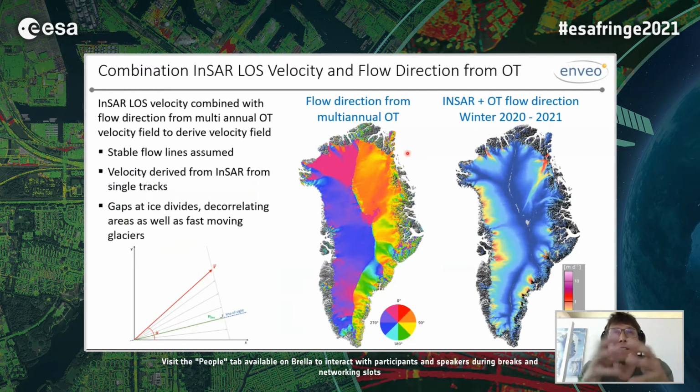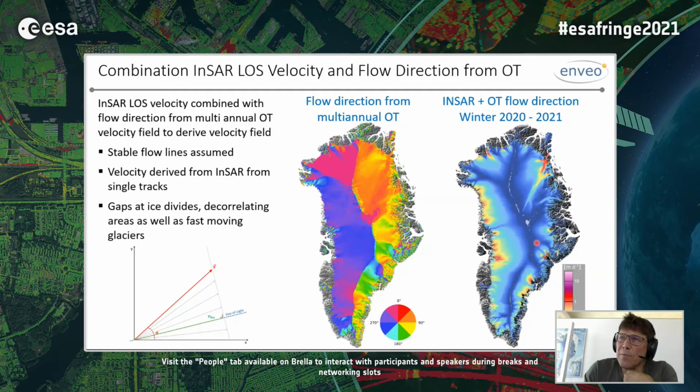Now, in order to complete this coverage, we can also use those acquisitions where we have only one viewing geometry, so ascending or descending available. And we are using here the flow direction from the offset tracking in order to extend the InSAR velocity. This is still an improvement against the offset tracking velocity retrieval. And what we are assuming here is stable flow lines. The velocity is derived from one viewing geometry using InSAR. And using this technique alone, we would have, of course, some data gaps along the ice divide itself. But as you see, compared to the previous crossing orbit part, we can process backwards in time and increase the extent of this high quality product.